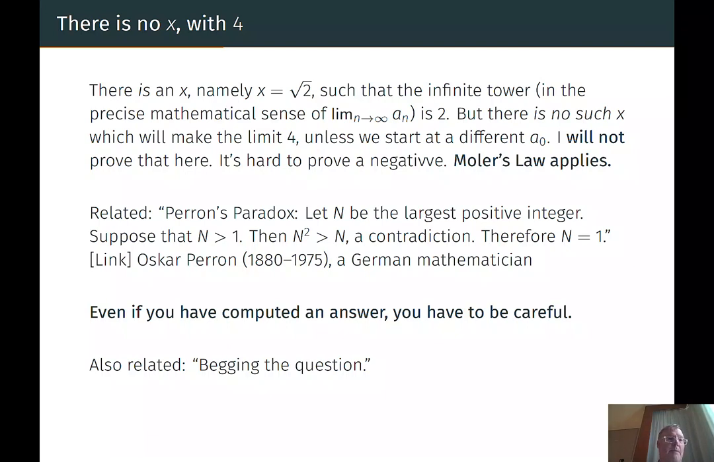So related is Perron's paradox. Perron's paradox said, let n be the largest positive integer. Suppose that n was bigger than 1. Then multiply both sides by n, you get n squared is bigger than n, which is a contradiction. Therefore, n equals 1. So I've computed an answer and it's wrong. So the moral of Mohr's law is even if you have computed an answer, you have to be careful. And it's also related to the philosophical notion of begging the question, and that is assuming what you want to be true in the first place.